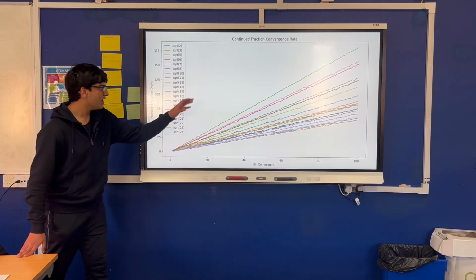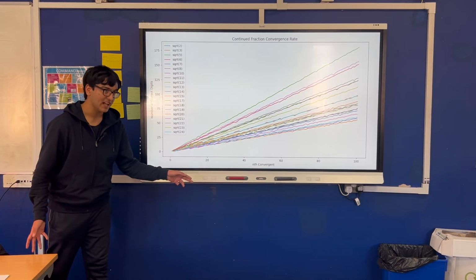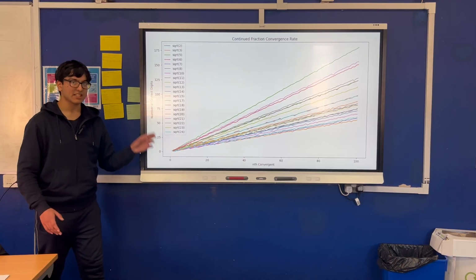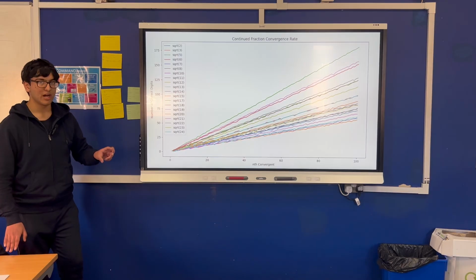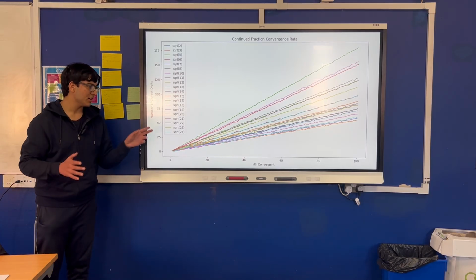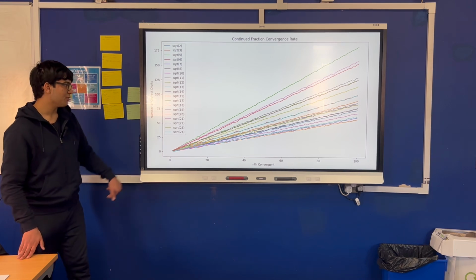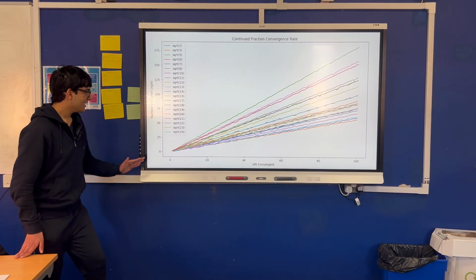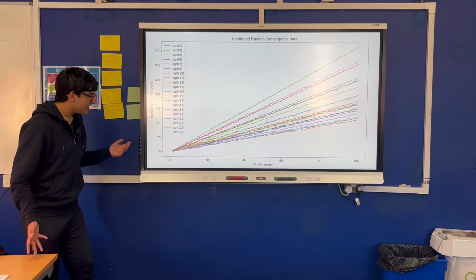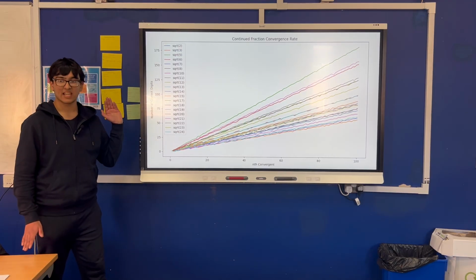Okay, these are the continued fractions. What I've done is I've calculated the decimal value of the nth convergent, and I checked how many digits match with the actual value of the square roots. For example, if the convergent is 7 over 5, which is 1.4, there'll be 2 correct digits, and that'll be the value on the y-axis. Now, what do you guys notice about this graph? Well, it's linear, right? When you double the number of convergents you're evaluating, you get around double the accuracy.